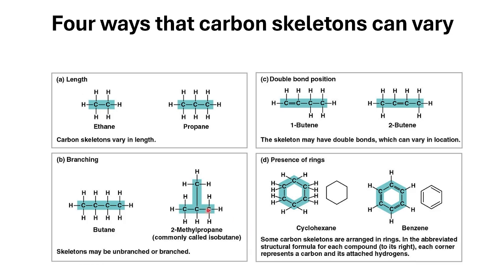For any of you that are familiar with natural gases, this is part of natural gas. So some of them may be branched or unbranched. That's another way to get variation of carbon skeletons. And then you have the presence of rings, such as cyclohexane and benzene. And so these are obviously important concepts.